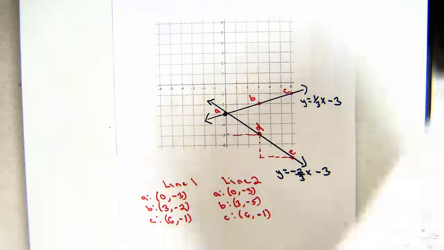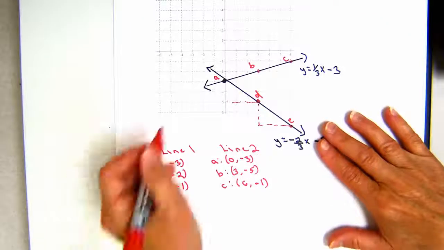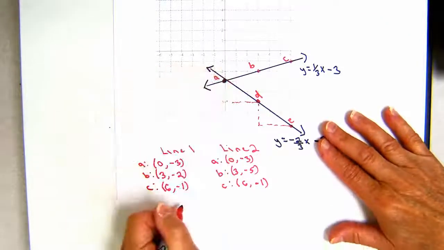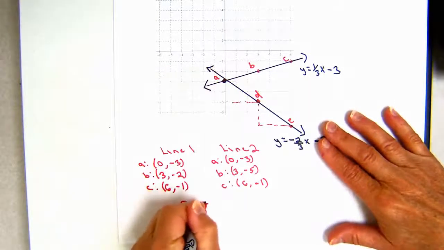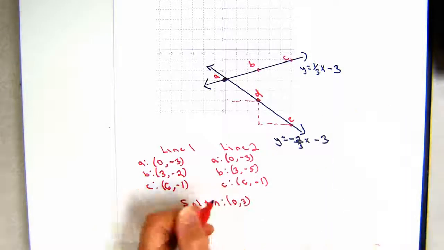So the solution, we've got to write down the solution, which we did not do, but let's write down what the solution is, where they intersect. So the solution to this system is 0, negative 3.